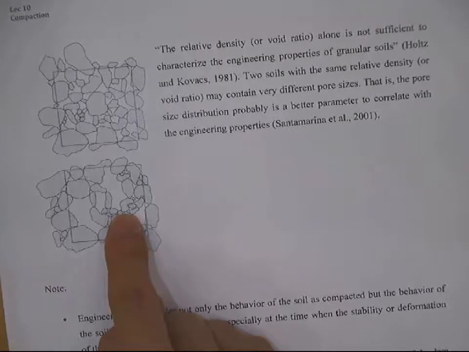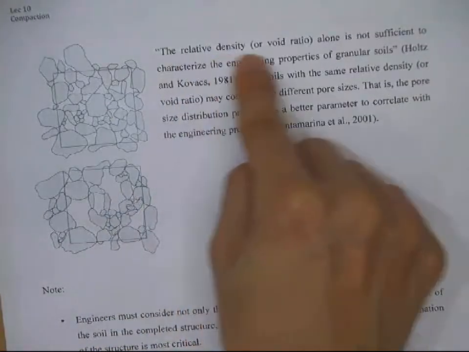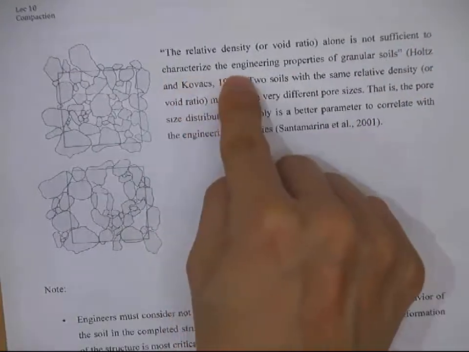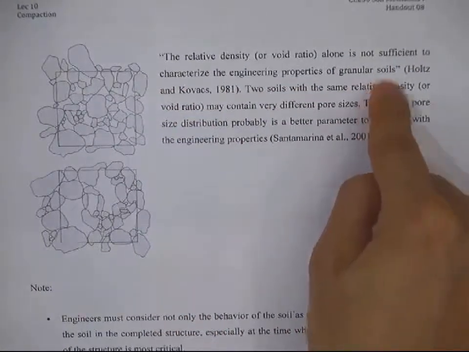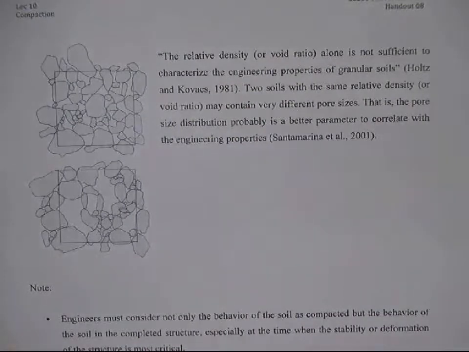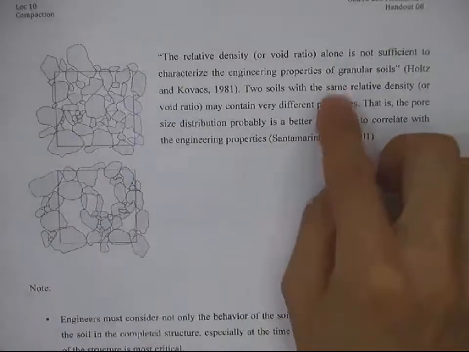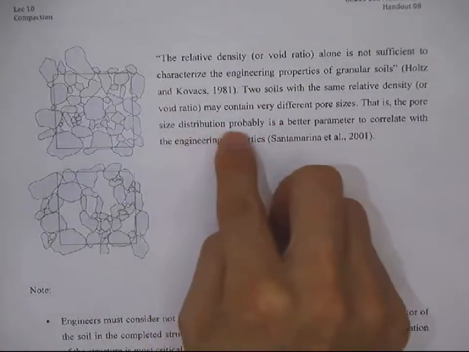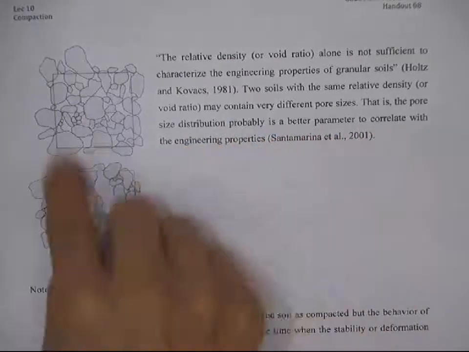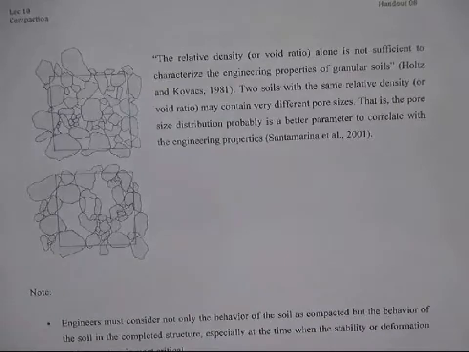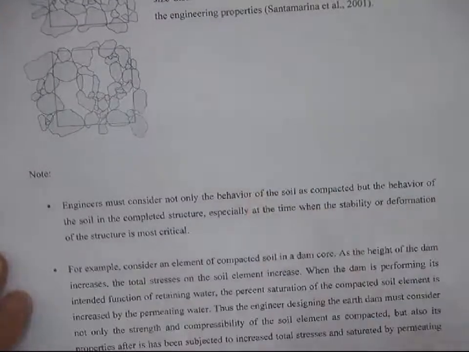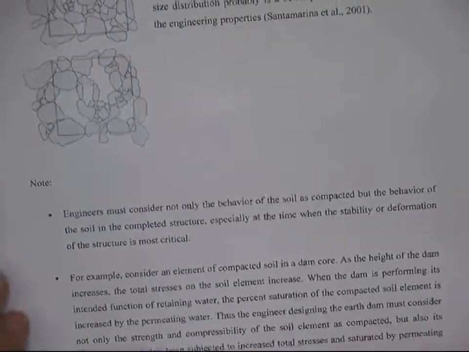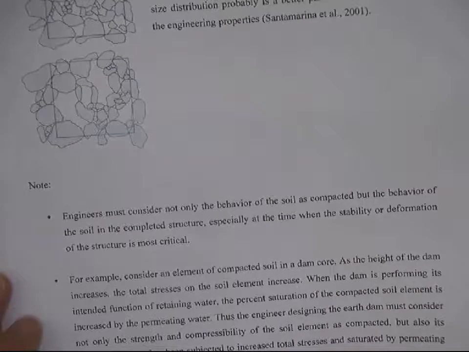Or more settlement. So people say that relative density or void ratio alone is not sufficient to characterize the engineering properties of granular soil. Okay? So it highlights that the relative density is important, but it's not all the information that it can tell you, right? Two soils with the same relative density or void ratio may contain very different pore sizes. That is, the pore size distribution is probably the better parameter to correlate with the engineering properties. So this figure highlights that the pore size is very important for the engineering property. I think this one, the bottom two paragraphs, you can read for your assignment.